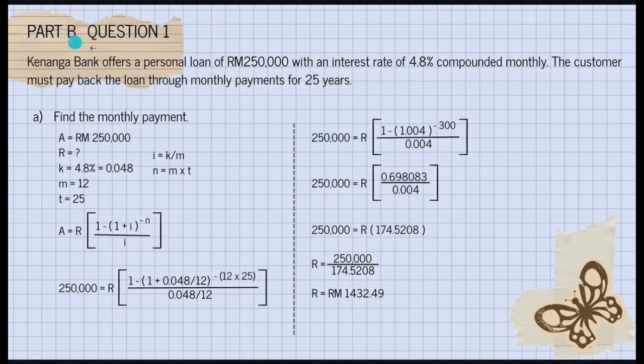Part B, question 1. Kenanga Bank offers a personal loan of RM250,000 with an interest rate of 4.8% compounded monthly. The customer must pay back the loan through monthly payments for 25 years.